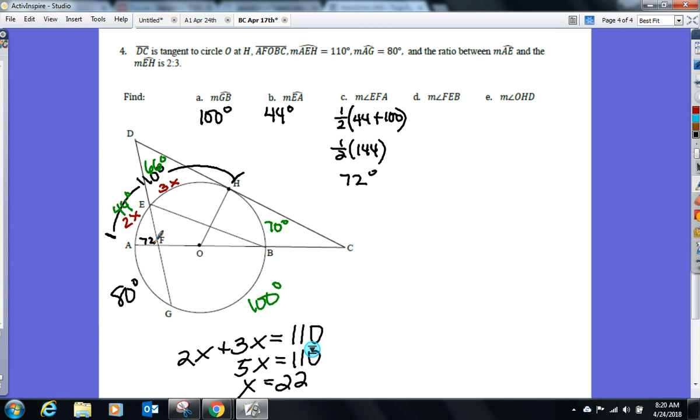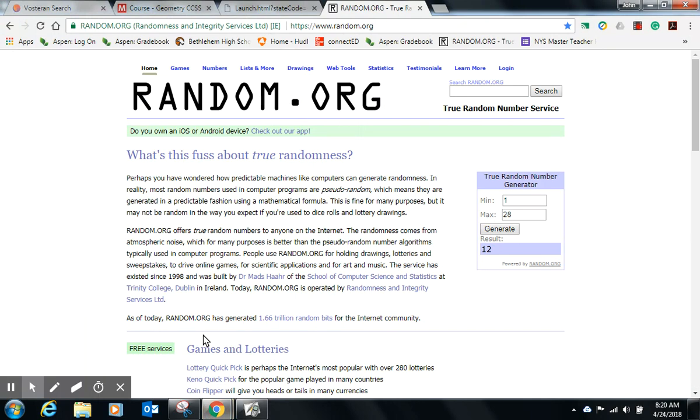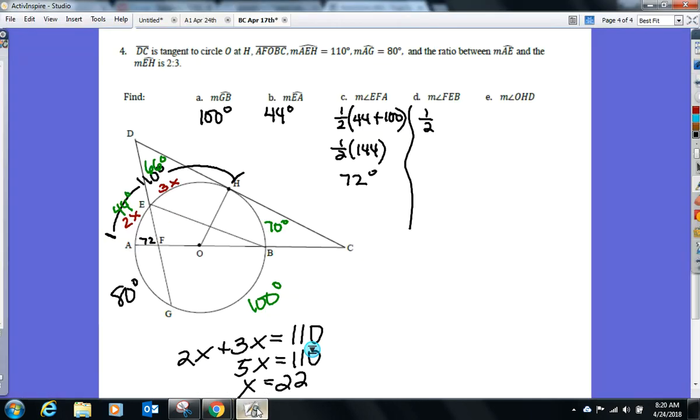FEB, everyone ready? FEB, take a look at where FEB is. Central? Inscribed. Got it. Yeah, inscribed. The vertex is on the circle. So I'm going to take half of which arc? What arc belongs to FEB? What is the measure of that arc? 100. Yep. So that's going to be 50. You never know. Let's throw a label on that. Might need that. Who knows?